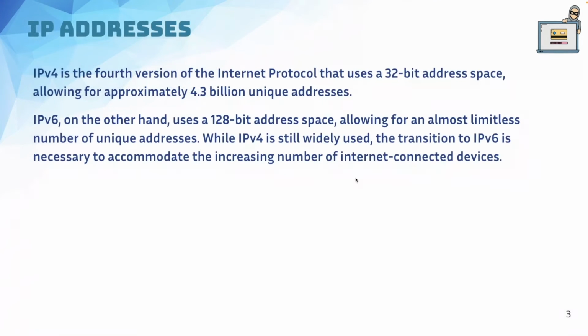Those are things you need to know about. IPv4 is the 4th edition of the Internet Protocol. This is going to use a 32-bit address space. So this is going to allow for 4.3 billion unique addresses. That is 4.3 billion. If you think that every single device that's connected to the internet has an IP, that is not a whole lot.